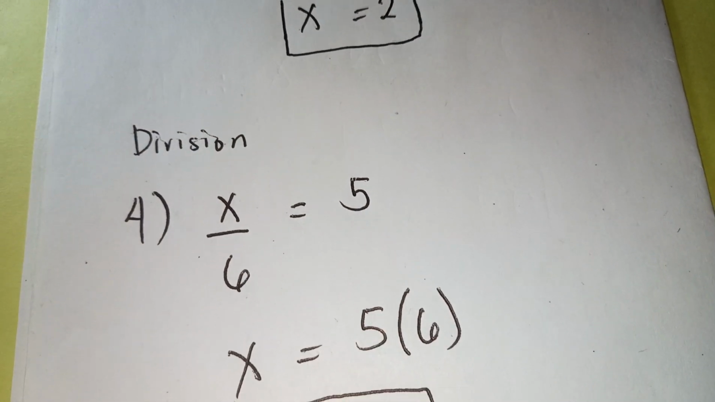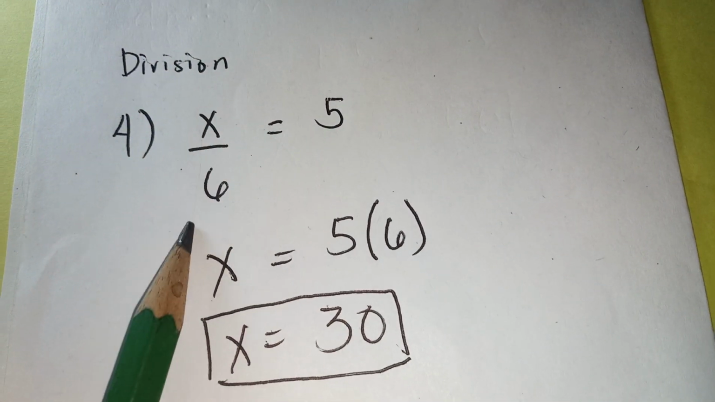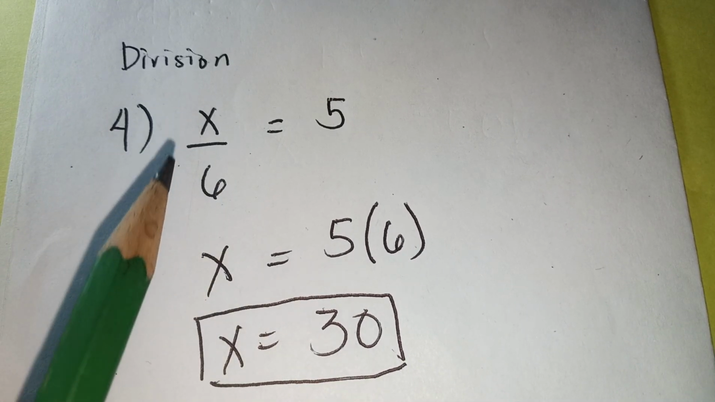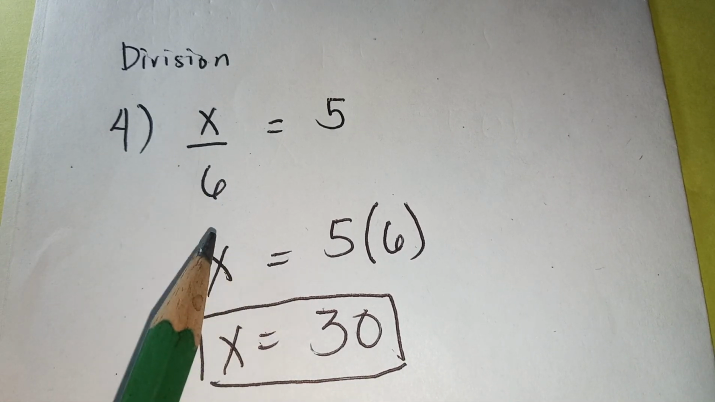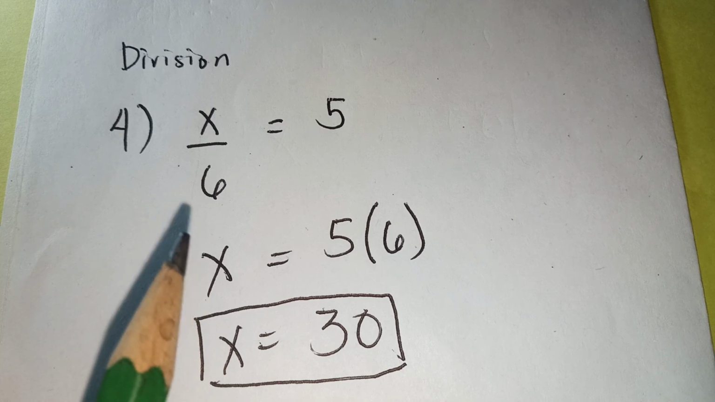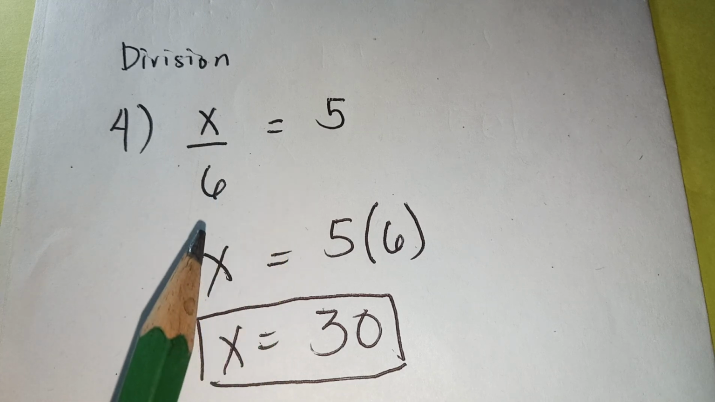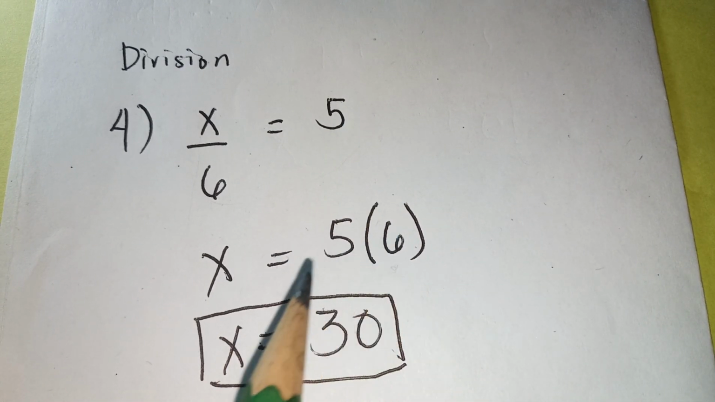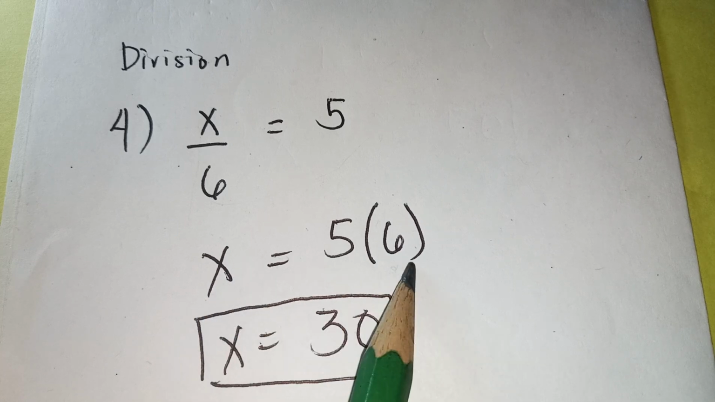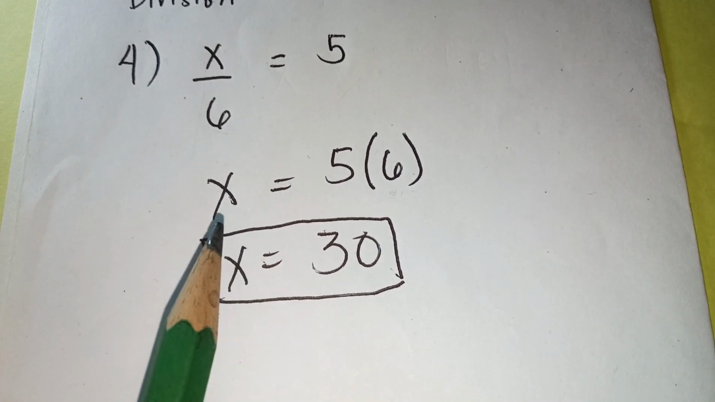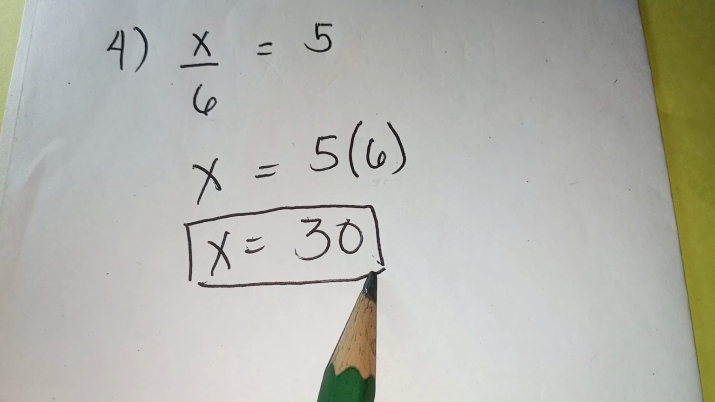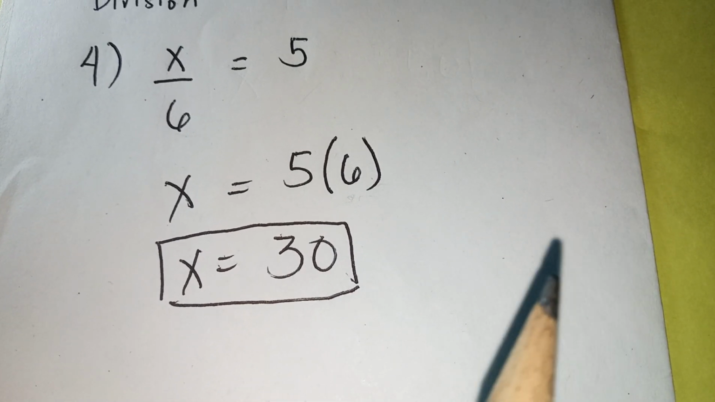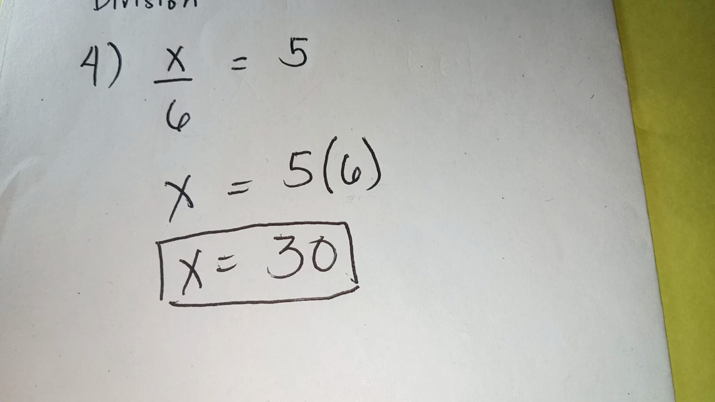Okay, sa division naman, ito, division siya, diba? So, anong kasama ng x? 6. Kung division siya, ang inverse operation ay multiplication. So, gagawin mo lang dyan, itaas mo lang siya. Ayun, times na. Ganun lang kasimple. So, i-times mo na siya. So, x equals 5 times 6 equals 30. So, ganun lang kasimple yun. Pag madalian.